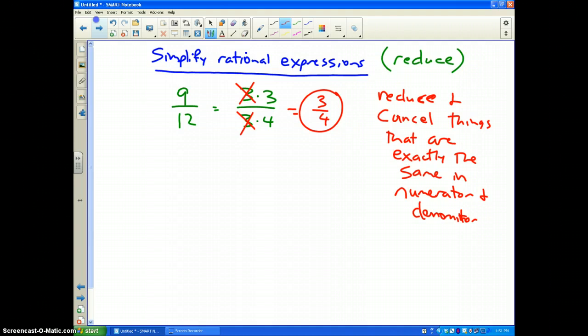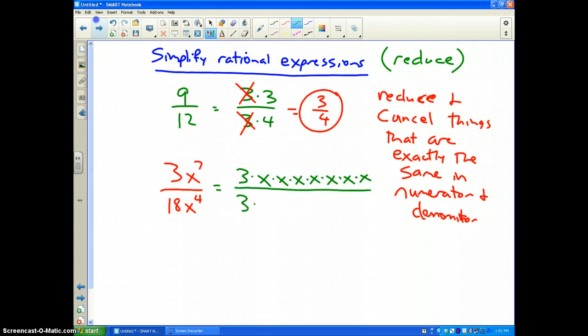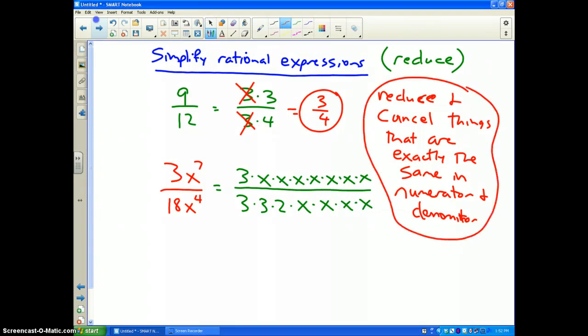All right, so for instance, let's say I have 3x to the 7th divided by 18x to the 4th. Now, you sure can list these things and write all this stuff out. That would be 3 times x times x times x times x times x times x times x, x to the 7th, divided by 3 times 3 times 2 times x times x times x times x. And then you're going to reduce and cancel all the things that are exactly the same. I got a 3 on top, 3 on bottom. I got an x on top, an x on bottom. And I can cancel these out, and these two out, and these two out. And what's left is my answer, which would be x to the 3rd on top divided by 6 on the bottom, 3 times 2.